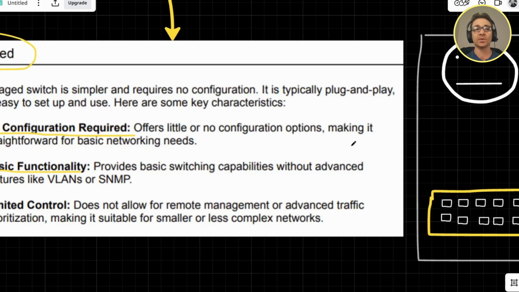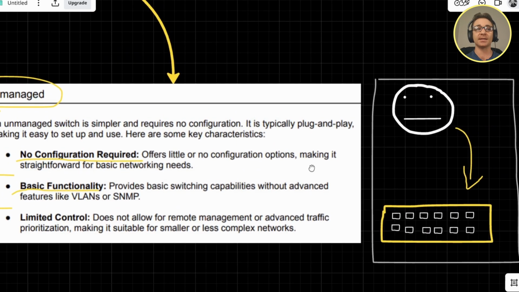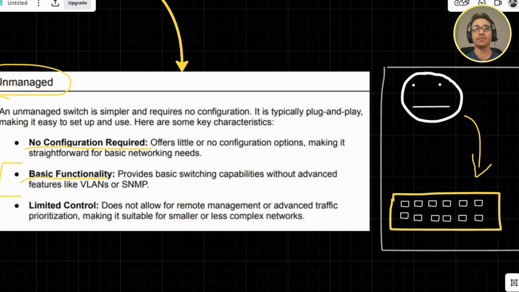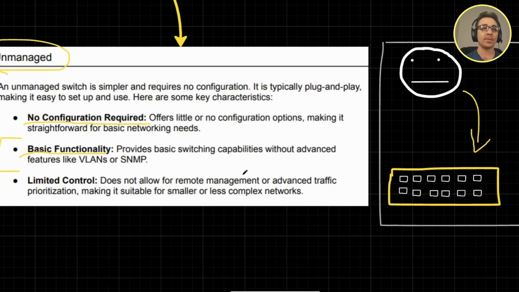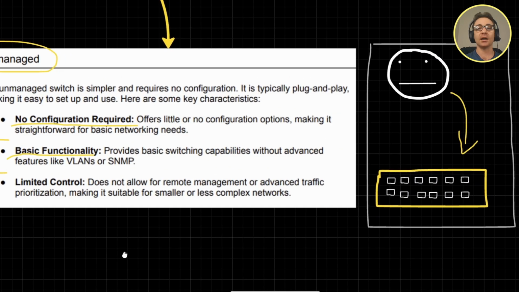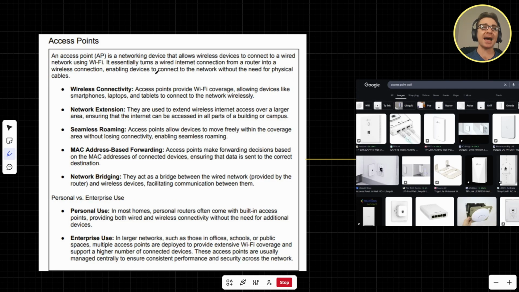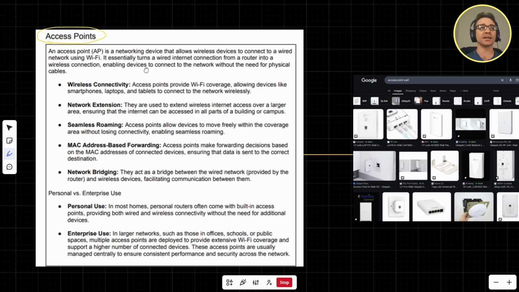With an unmanaged switch, you do not have all of those advanced capabilities that we were just talking about, okay? That's really what you need to know about for the most part. Unmanaged switch does not have those advanced capabilities. The next thing we need to know about is access points. So access points are a key thing we need to know about for your exam.